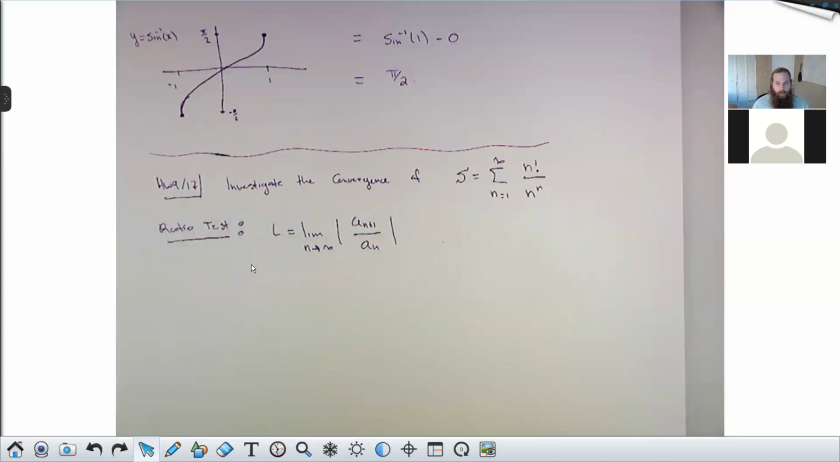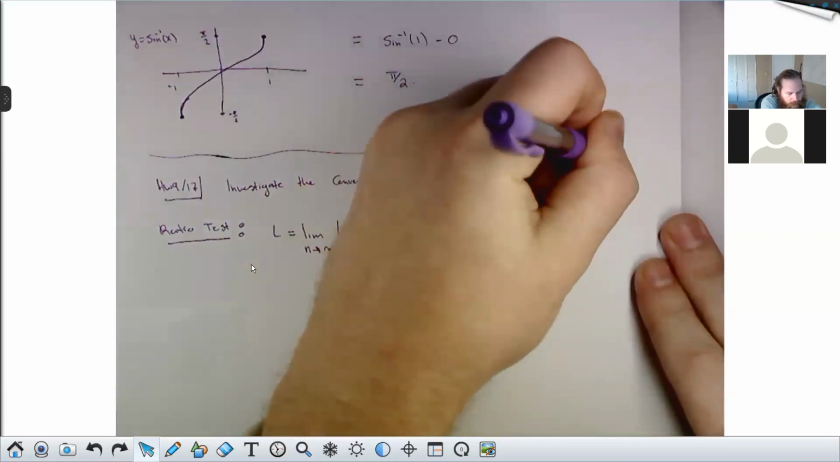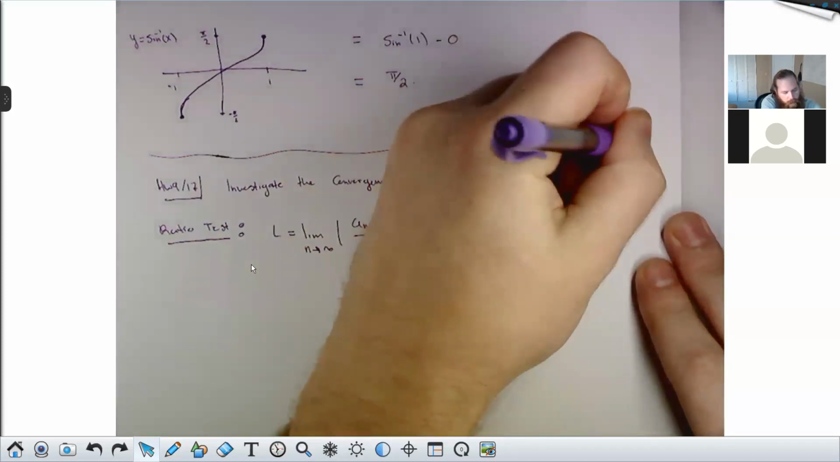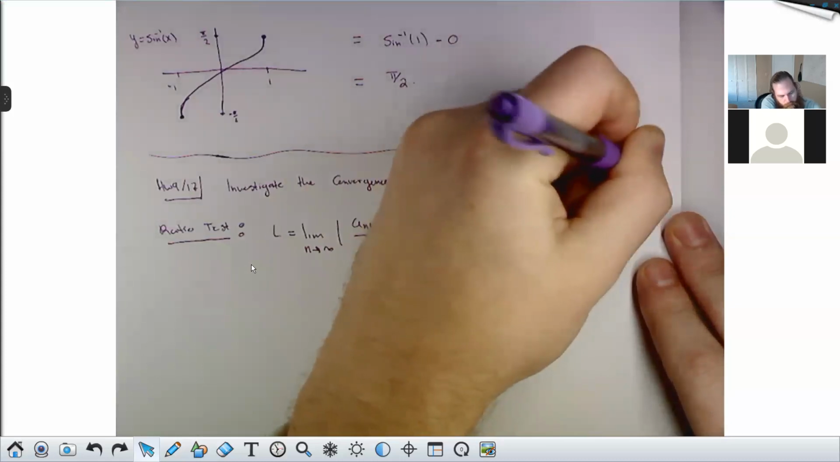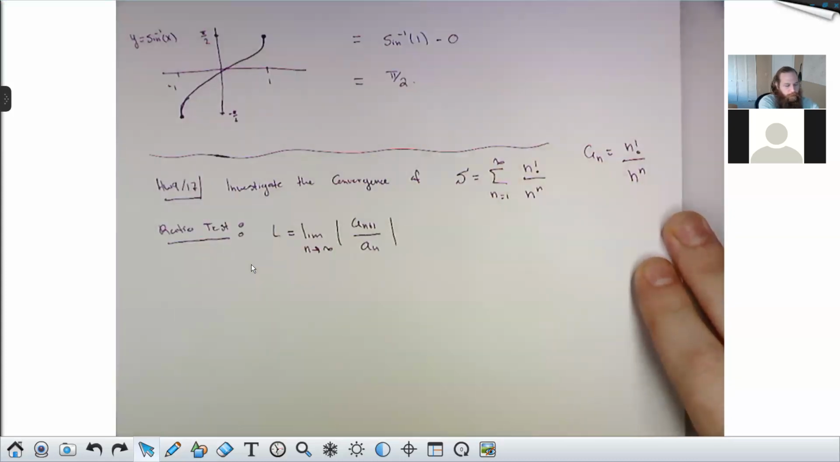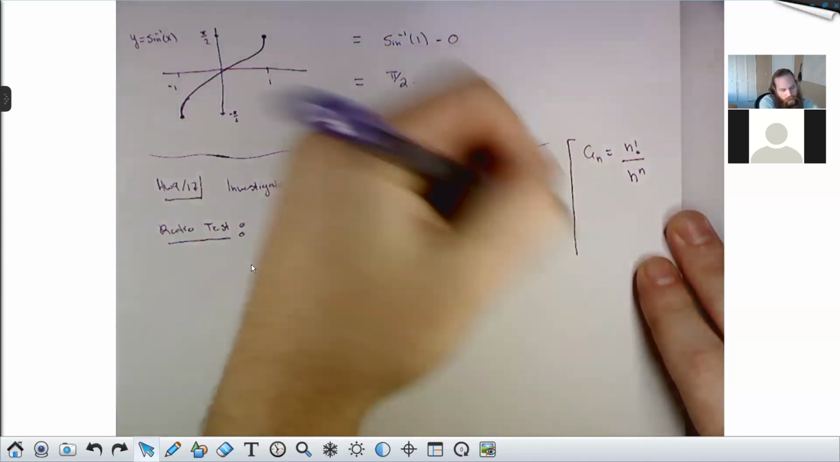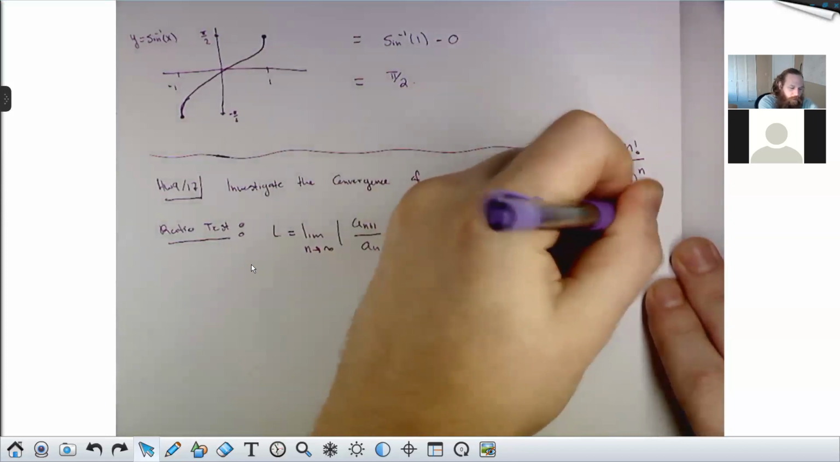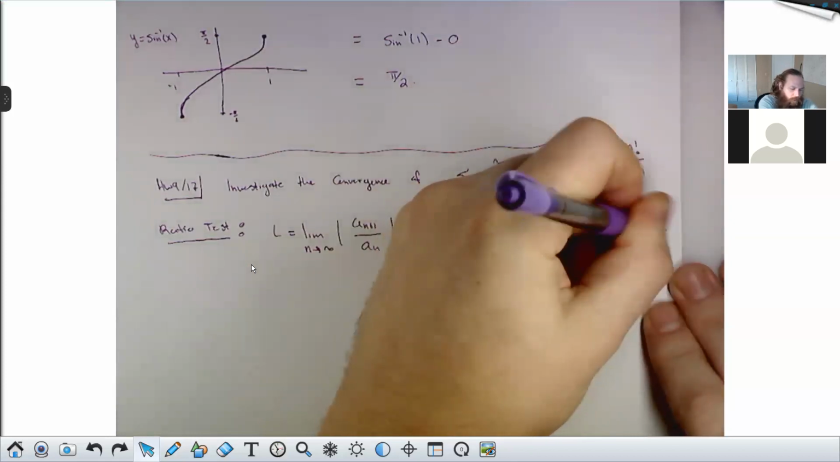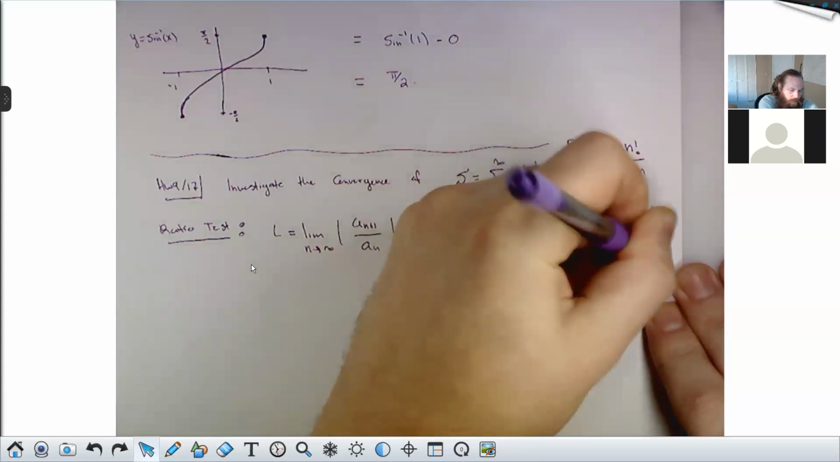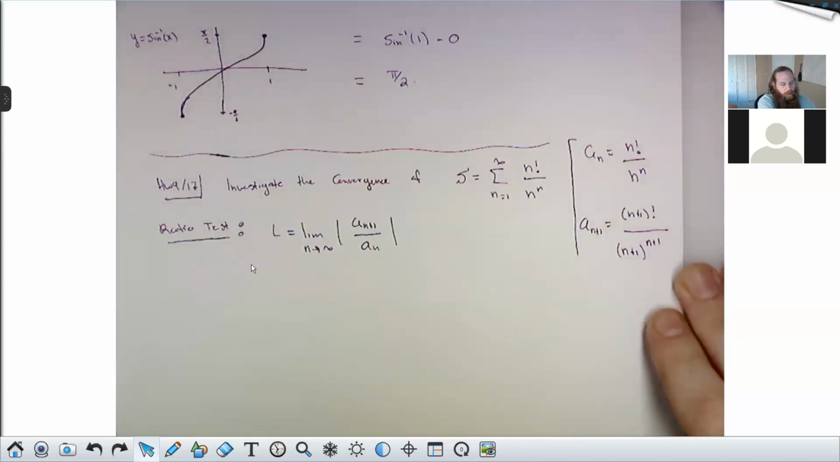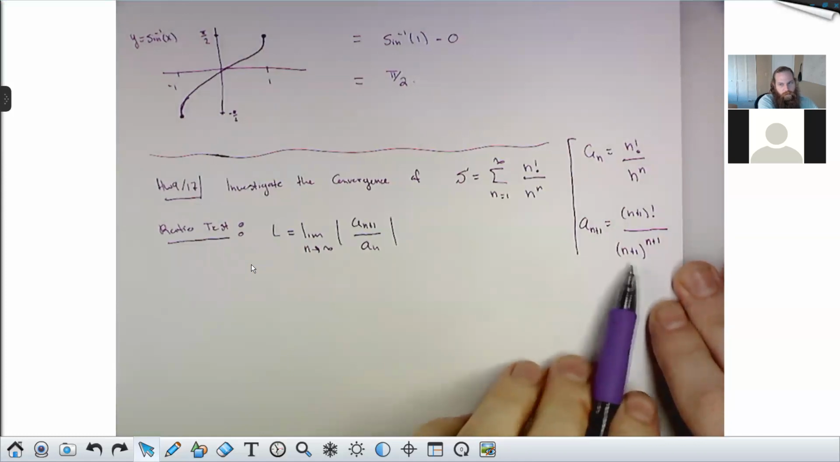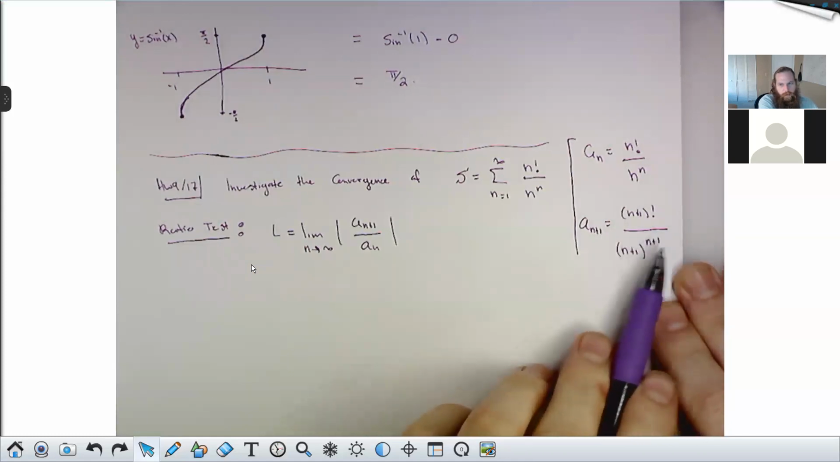We need to figure out what a_{n+1} is. a_n is n factorial over n to the n. So to get a_{n+1}, I swap all the n's for n plus 1's. That's going to be (n+1) factorial over (n+1) raised to the n+1. The most common mistake I see at the early stages of this problem is forgetting this n plus 1 right here.